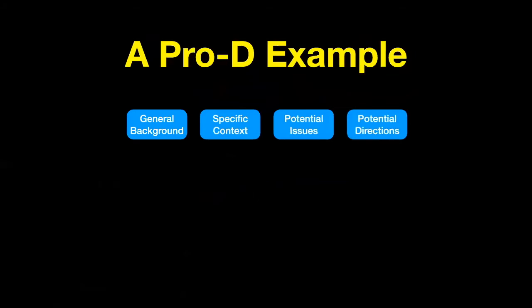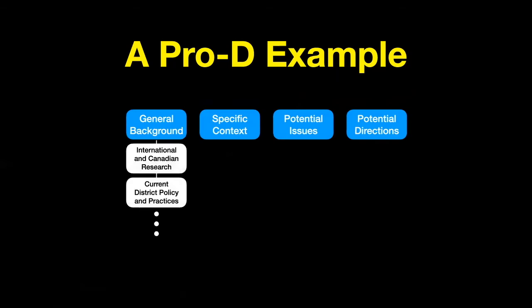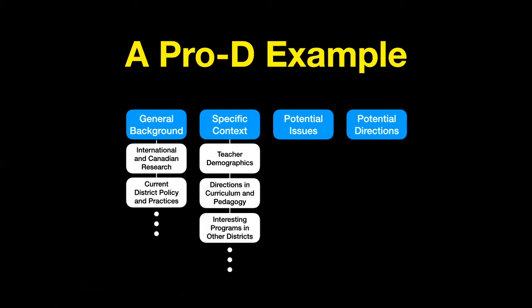The general background might include topics such as what research says about effective Pro-D, or the current policies and practices in the district, including who supports what kind of Pro-D and how, what funds can be accessed, and so on. The specific context might include topics such as the demographics of the staff with respect to age, years of experience, and so on, current directions in curriculum and pedagogy, and what sort of professional learning that might require, or a review of interesting practices in other similar districts.